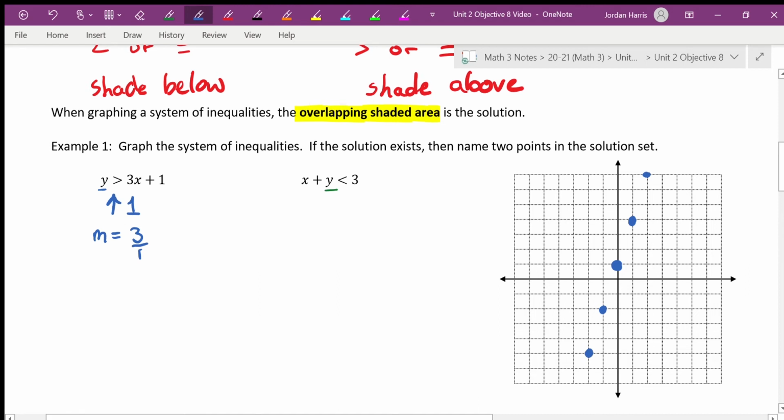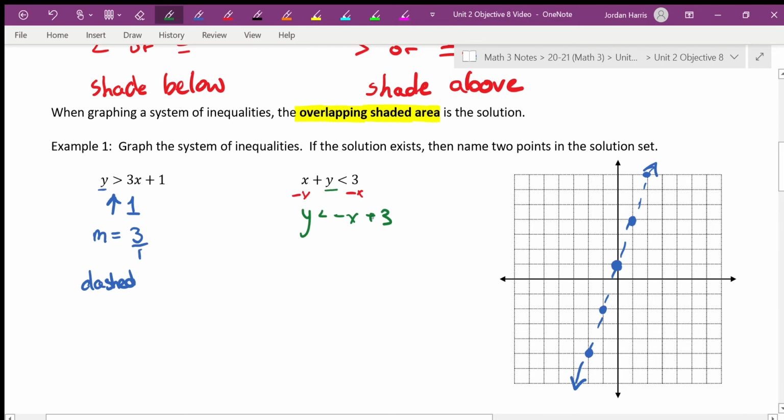Now I have to think, is it dashed or solid? It's not equal to, so this is dashed. And we will eventually have to think about shading, but we'll worry about that later. Put my arrows on the end, and there we have our line. So the green one, I need to subtract x first. I need to get y by itself. Remember how we normally set this up. y is less than negative x plus 3. Put the x first, because that's usually how it goes.